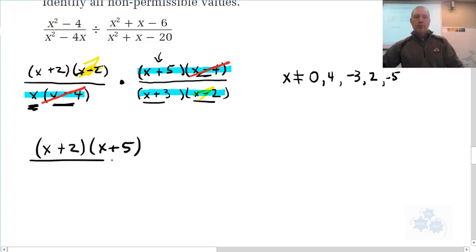Boys, quiet please. And on the bottom we have an x still left and an x plus 3, right?